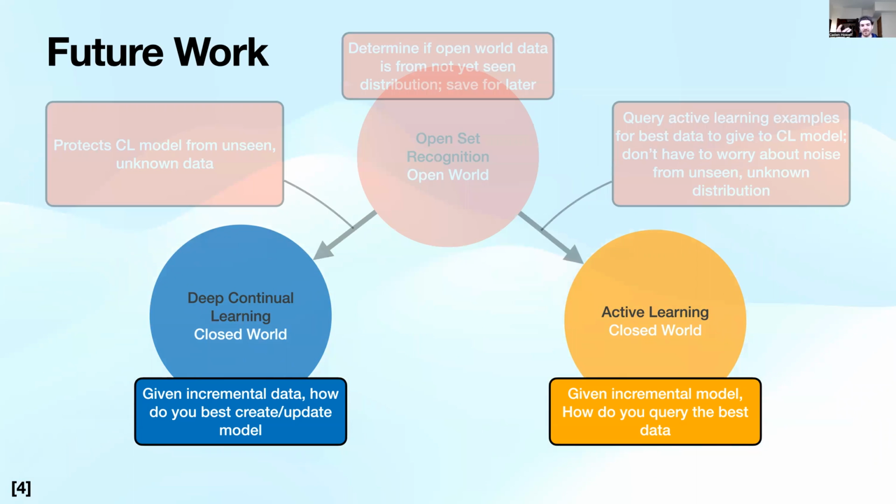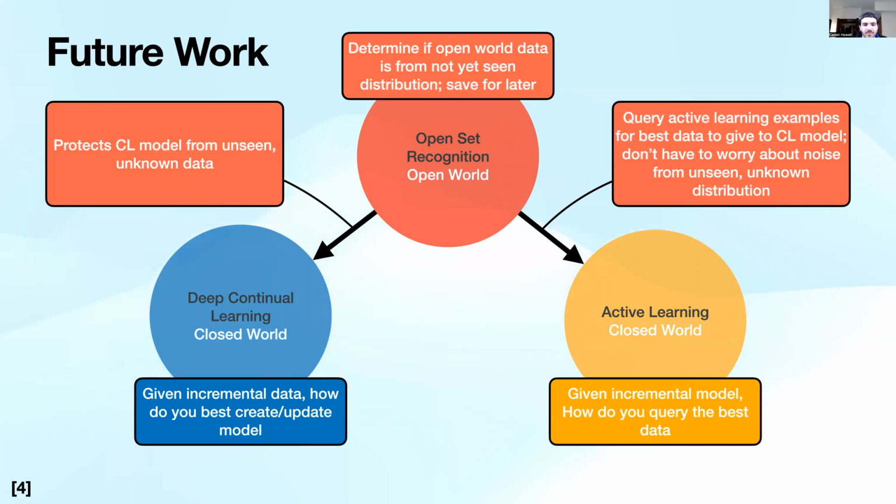The answer is we add in a third problem called open set recognition. And just as I described, the entire existence of this type of problem solution is to determine what has and hasn't been seen yet, and maybe even set aside unseen things for later so that they can be trained on. But now if we add this in, we have protections, right? We have protections for the model, and we have protections for the active learning.